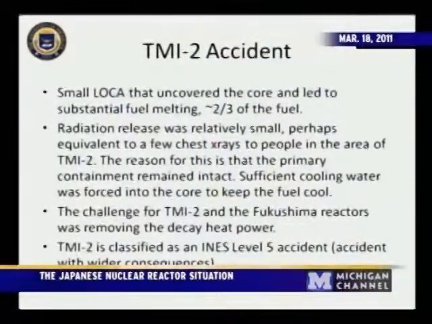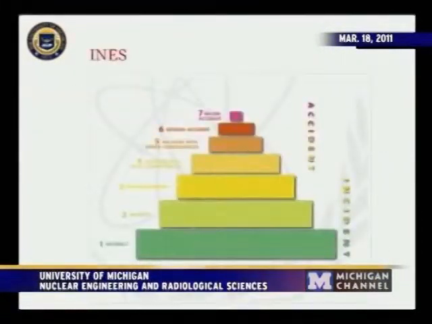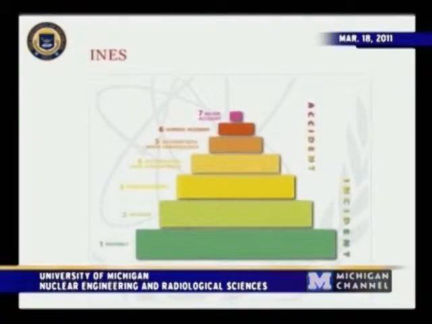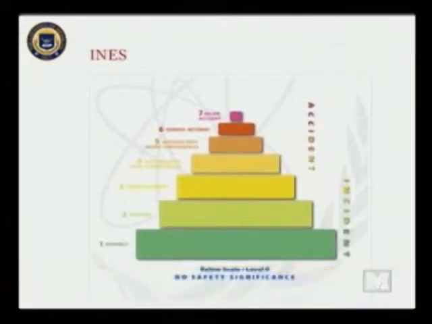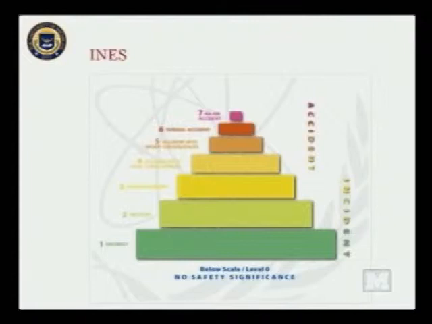TMI is classified as, you may have seen this, so I'd like to explain this briefly, as an INES level 5 accident. So it's like a Richter scale for nuclear accidents. So 1, 2, 3 are just sort of not real serious. They don't call them accidents. 4 is an accident, which is more serious. But each one of these is about a factor of 10. And this is very qualitative, as you might imagine. We don't have meters that tell you, oh yeah, this is a 4.5. But TMI was a level 5.